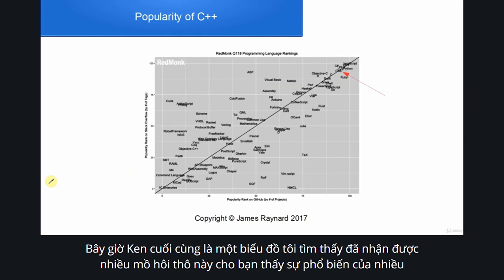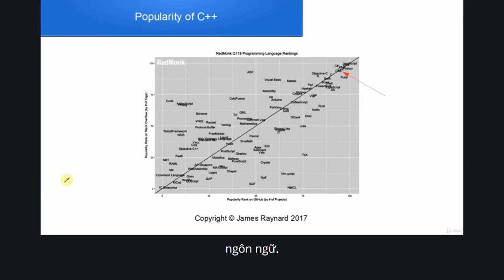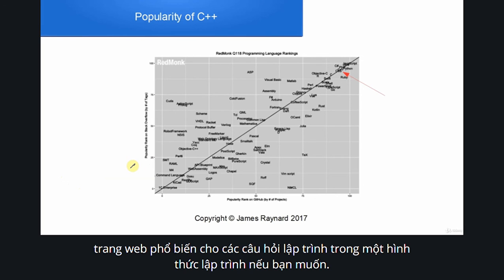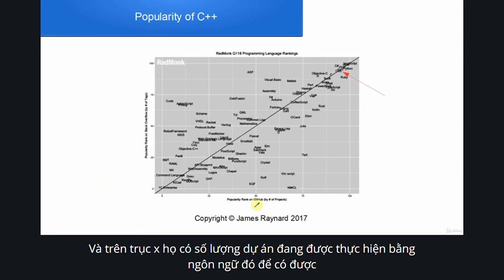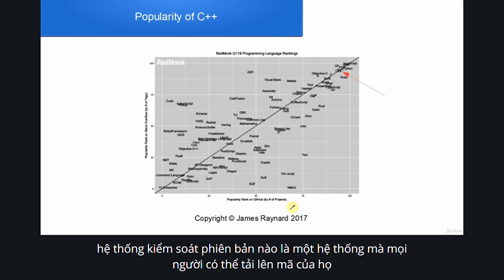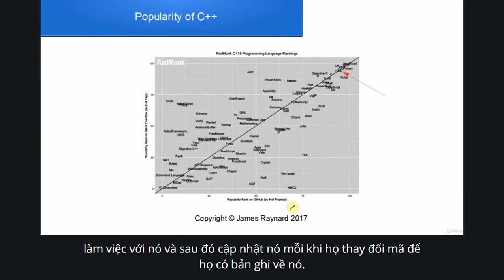Okay, and finally a graph I found while I was getting this course ready, which shows you the popularity of various languages. This is worked out by looking at how many questions are asked on Stack Overflow, which is a very popular site for programming questions, a programming forum if you like. And on the x-axis they have the number of projects which are being worked on in that language in GitHub, which is a version control system. It's basically a system where people can upload their code as they're working on it and then update it each time they change their code. So they have a record of it.